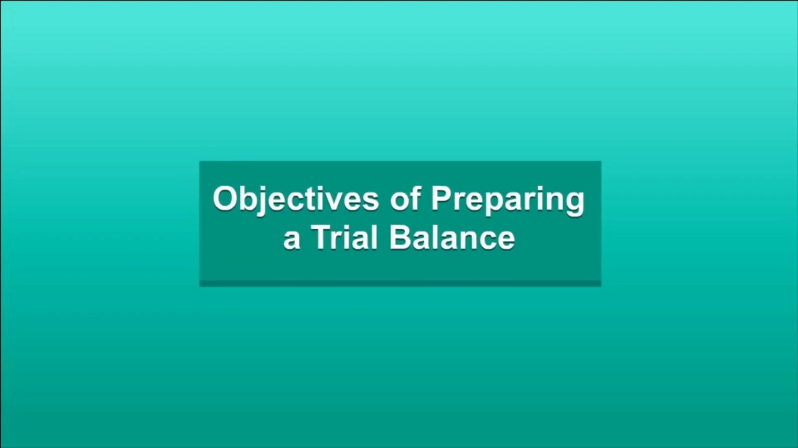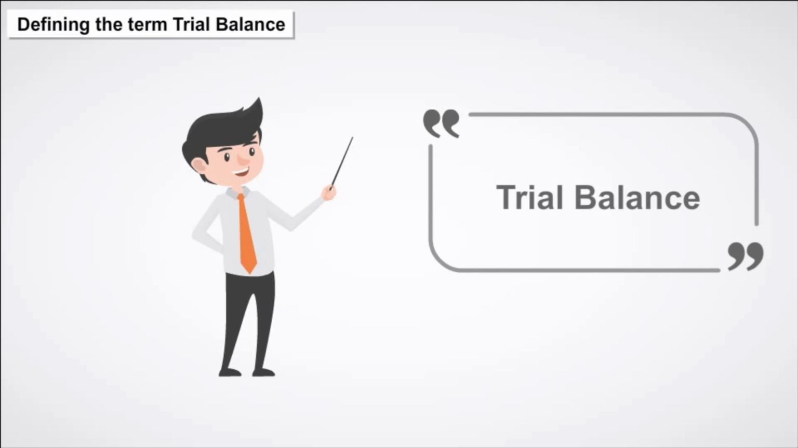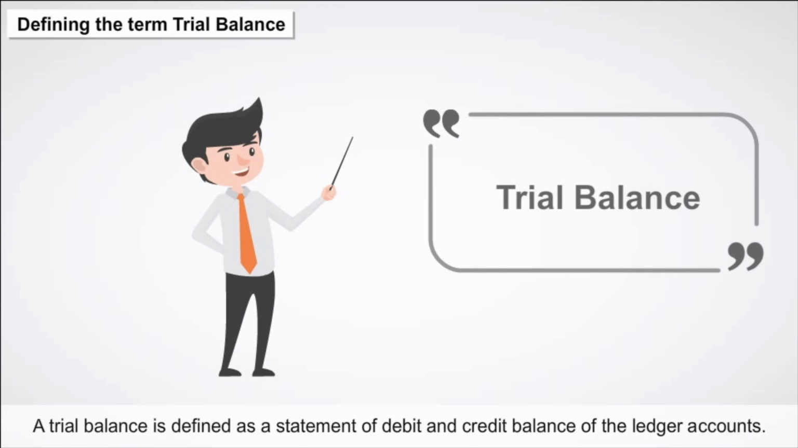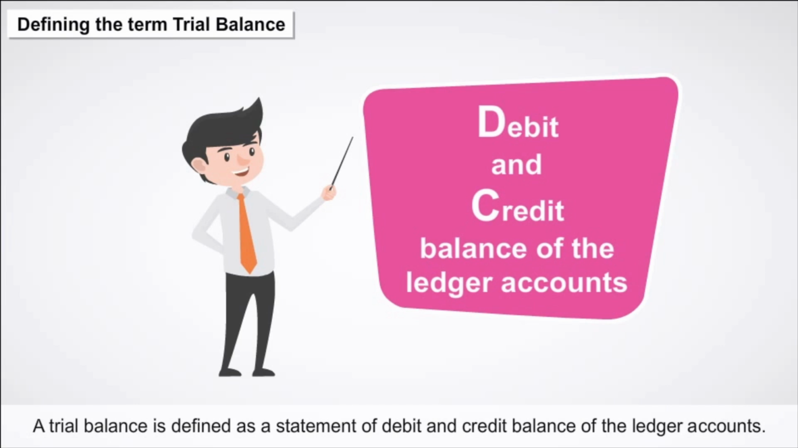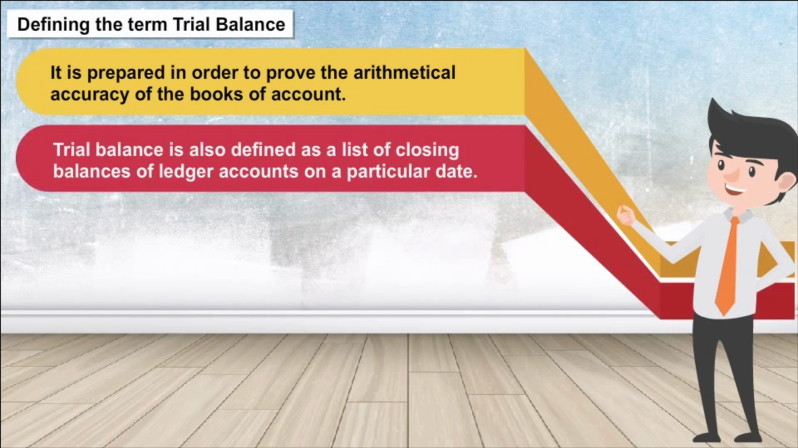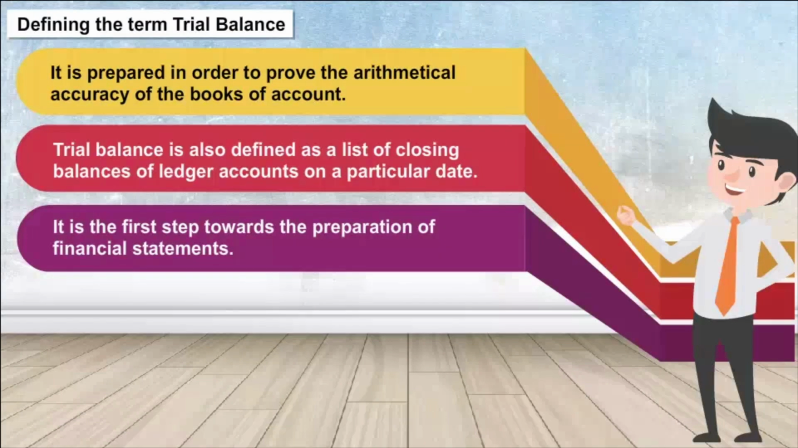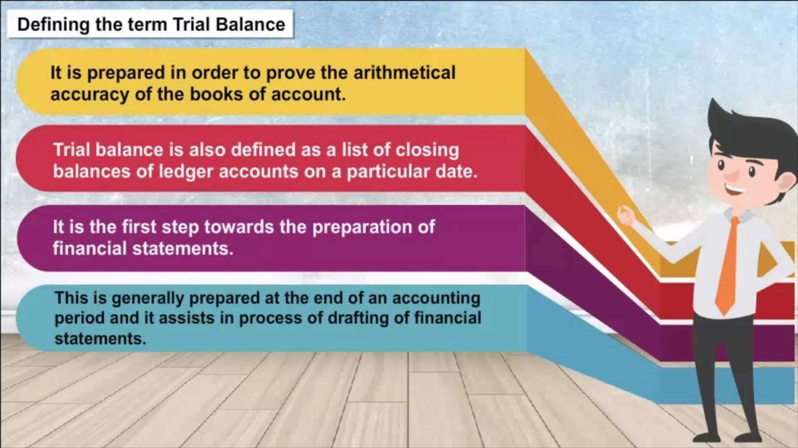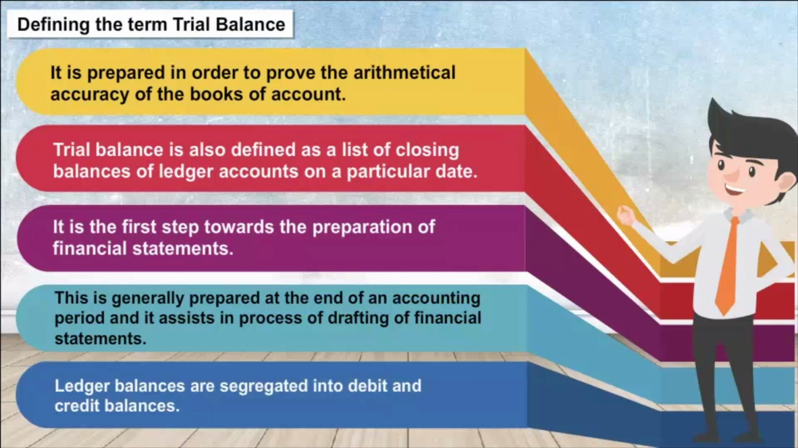Objectives of preparing a trial balance. Defining the term trial balance. A trial balance is defined as a statement of debit and credit balance of the ledger accounts. It is prepared in order to prove the arithmetical accuracy of the books of account. Trial balance is also defined as a list of closing balances of ledger accounts on a particular date. It is the first step towards the preparation of financial statements. This is generally prepared at the end of an accounting period, and it assists in the process of drafting of financial statements. Ledger balances are segregated into debit and credit balances.